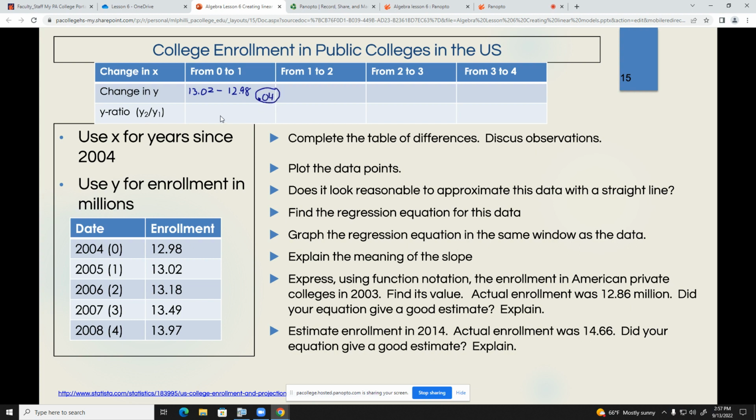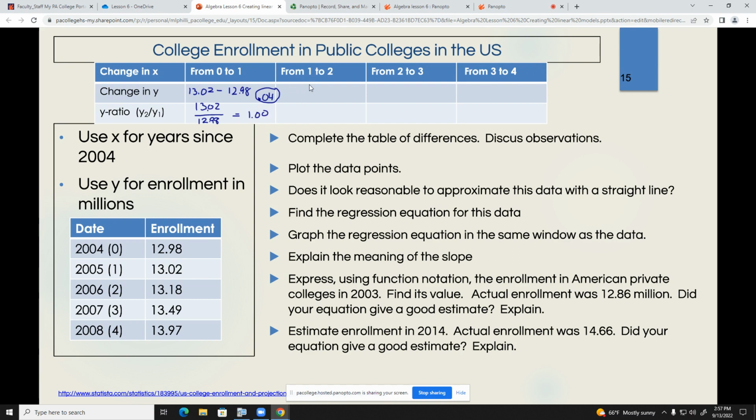It also asks me to look at the y ratio. So this is where I take the y2 value, the 13.02, and I divide it by the 12.98. And when I write that out to two decimal places, I have 1.00. And then we're going to continue doing that for all of the others.